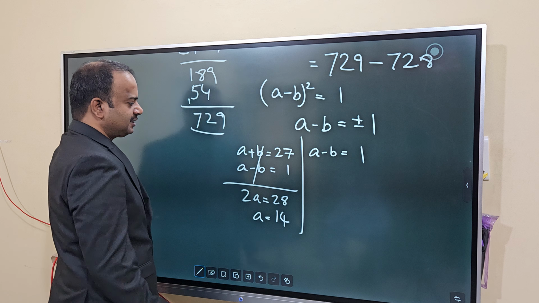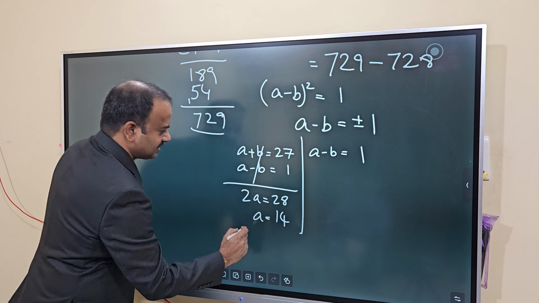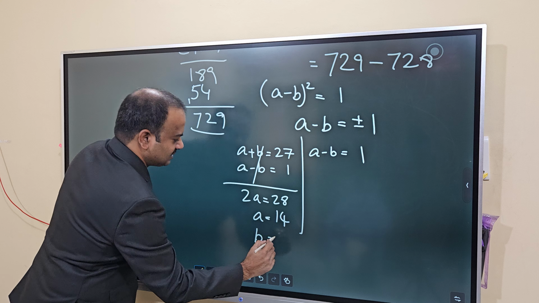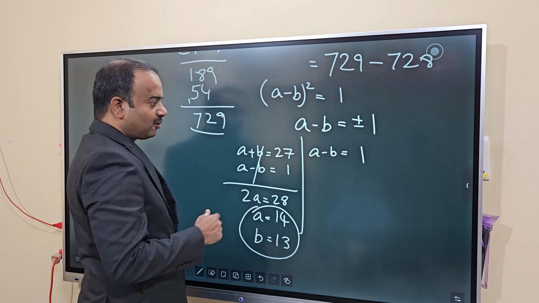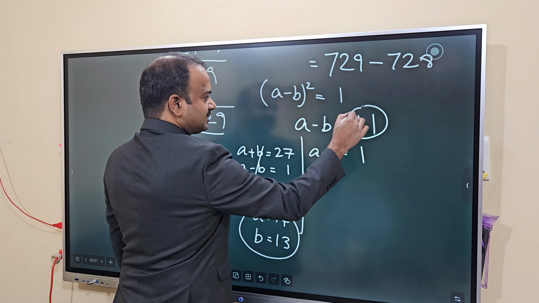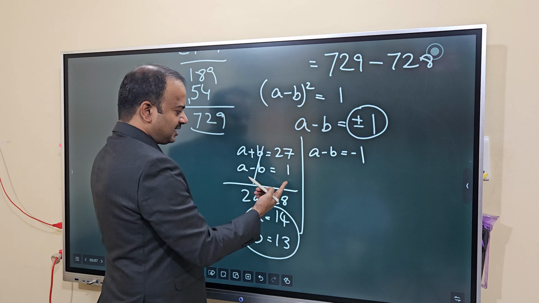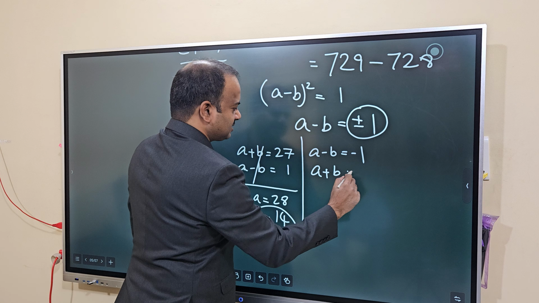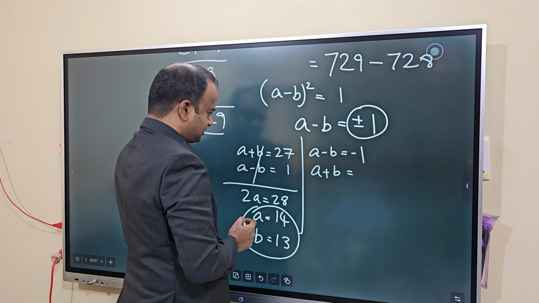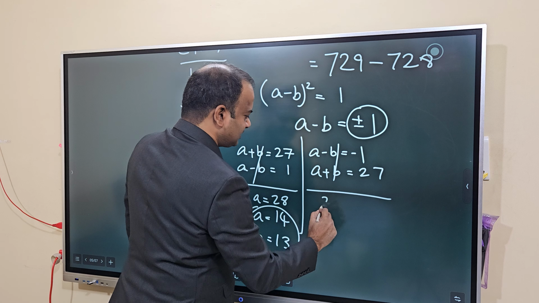So I got the value 14, and b, if you take this b to this side, is a minus 1, so b is equal to 13. So 14 and 13 is one solution. And also we got here minus 1. So let's try to find if a minus b is minus 1. Here we did for a minus b is 1, and now I'm trying for a minus b is minus 1 and a plus b is equal to 27. Let's see what we will get. I'm going to add it, cancel it.